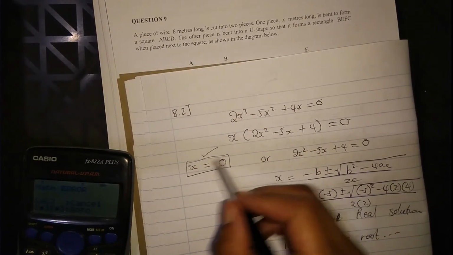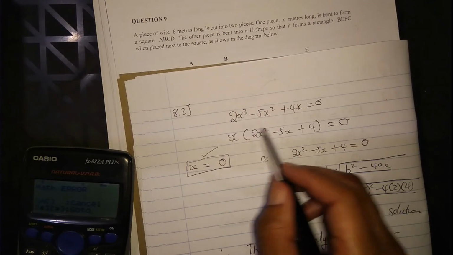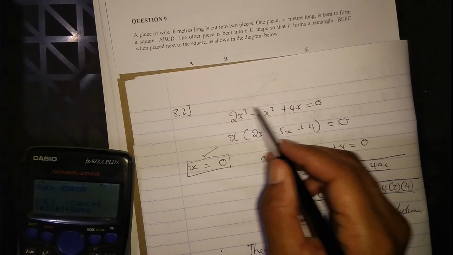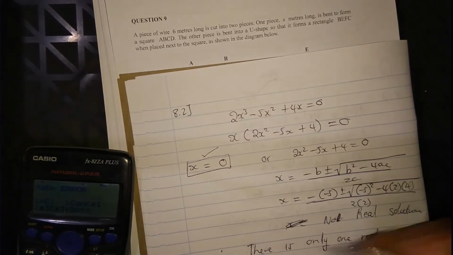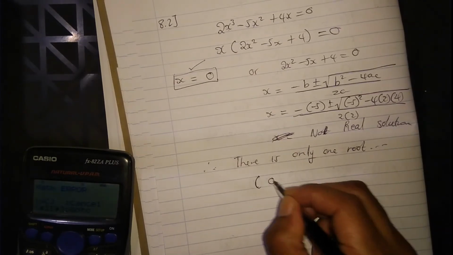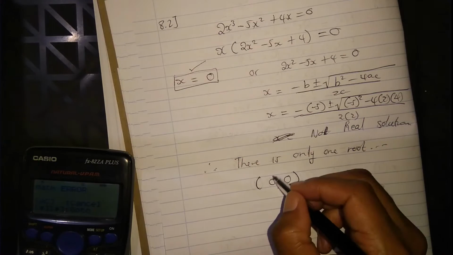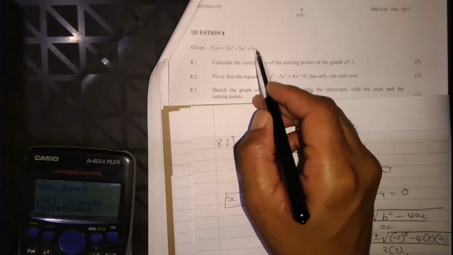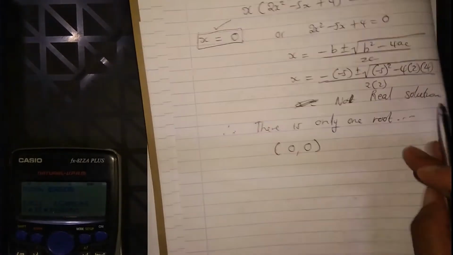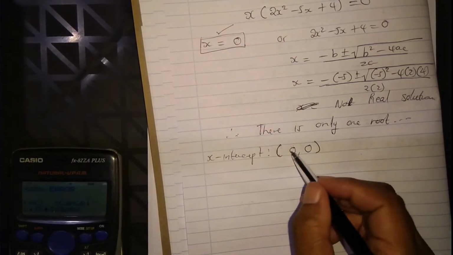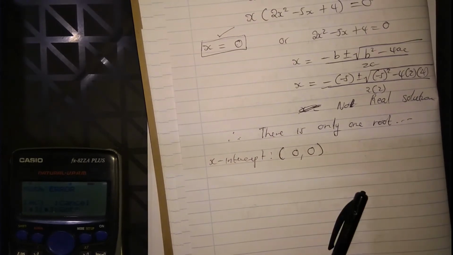And if you look at this x equal to 0, now you substitute back into the original equation. Zero here, zero here, zero here. So it means the x intercept is 0 and 0. If x is equal to 0, substitute back into the original equation. So therefore the x intercept is 0 and 0.